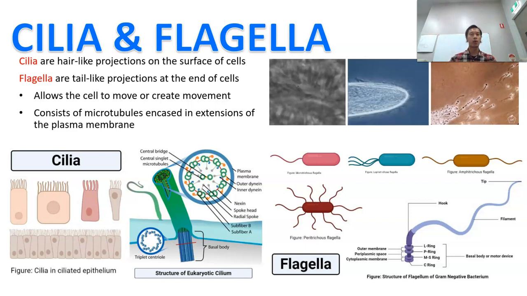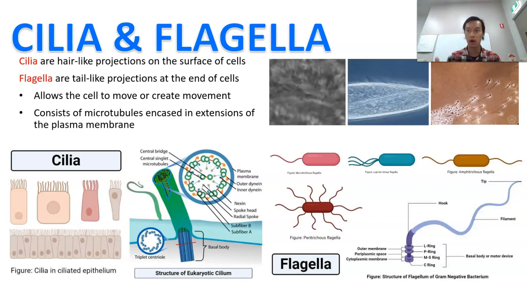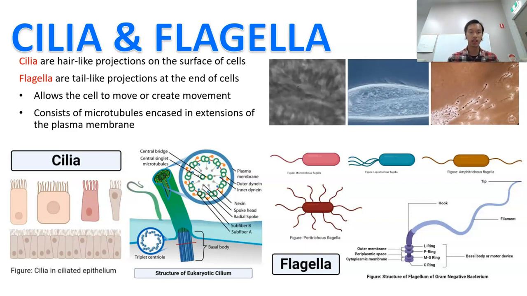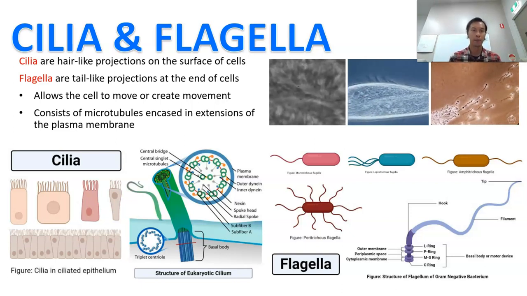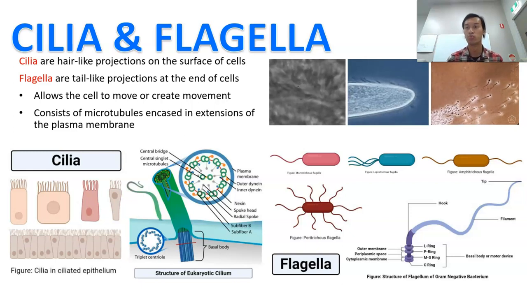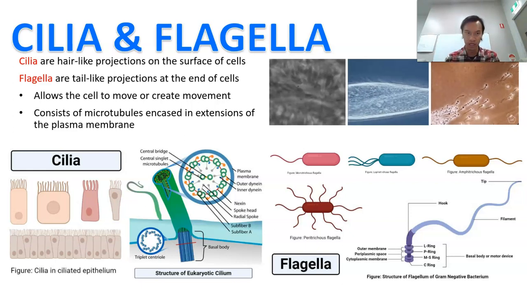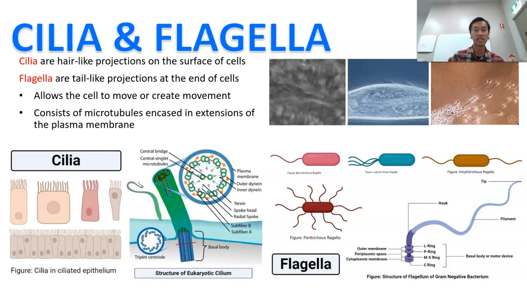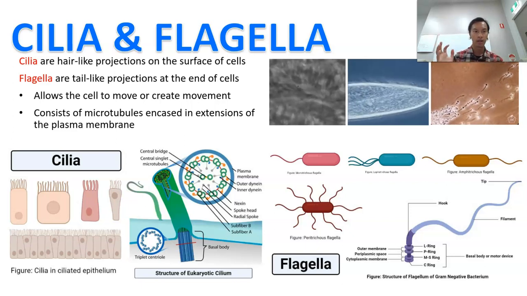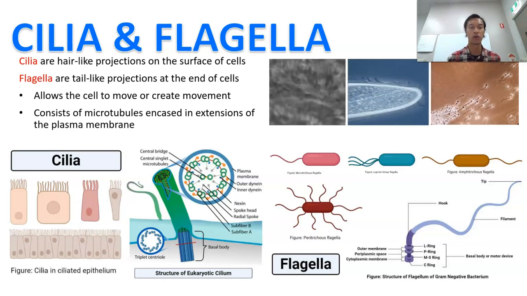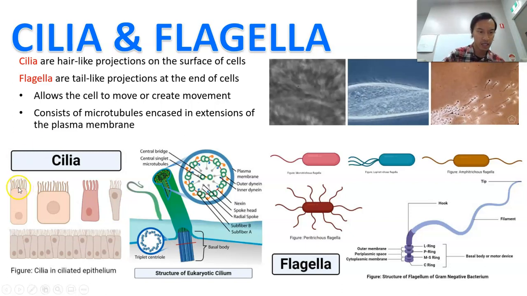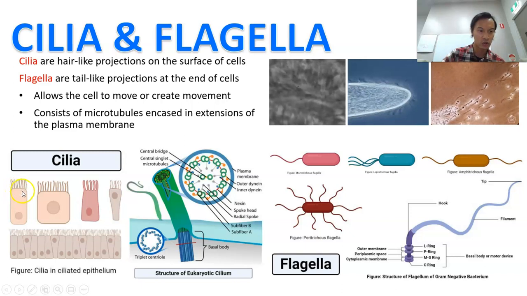The cilia and the flagella. The cilia are what we call hair-like projections on the surface of cells, and the flagella are tail-like projections at the end of cells, right? Both of them allow a cell to move or create movement, like beating of the cilia to push things along. They consist of microtubules, which are encased in extensions of the plasma membrane, right? So the cilia look like these little hair-like things on the cells.